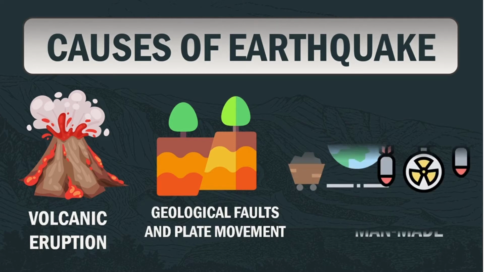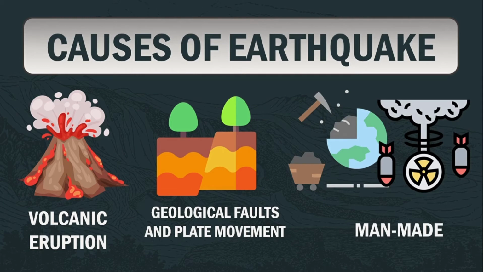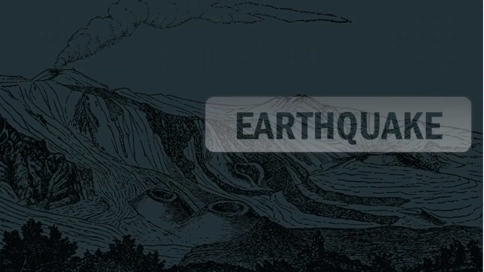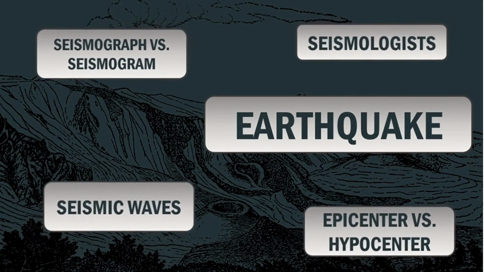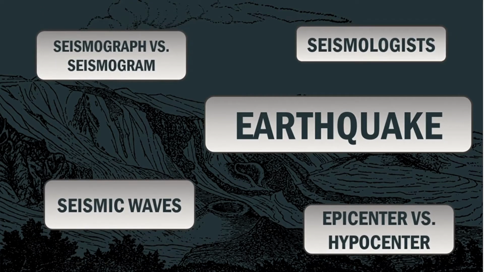Third is man-made. The activities of man with nature can also become a cause of an earthquake. The best example of this is nuclear bombing and mining. Let's proceed to the different terminologies related to earthquakes that we need to remember. Seismologists, seismograph versus seismogram, seismic waves, and epicenter versus hypocenter.